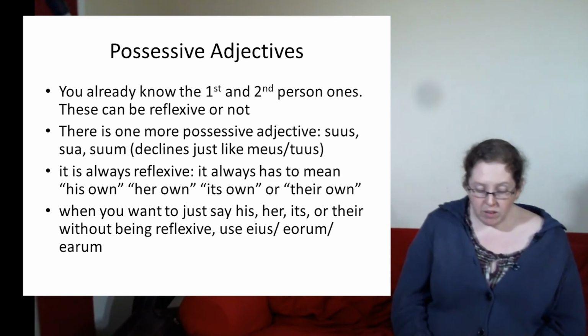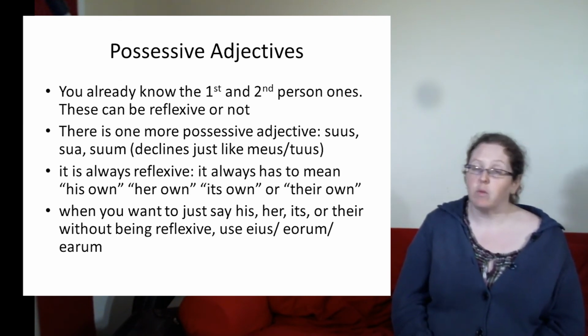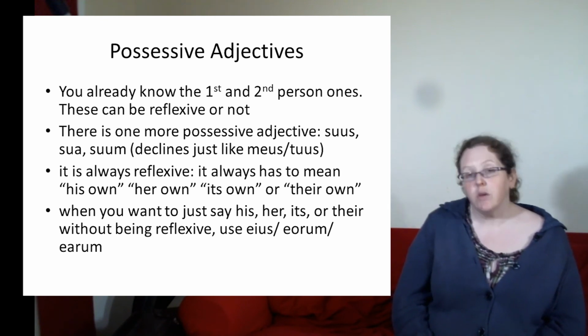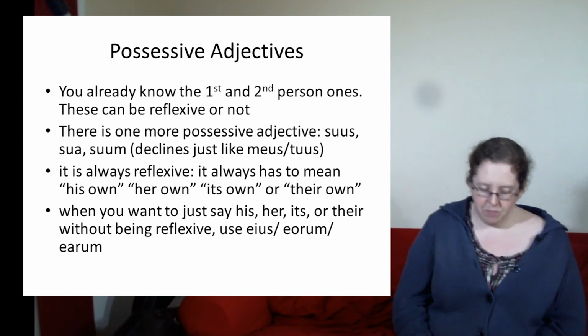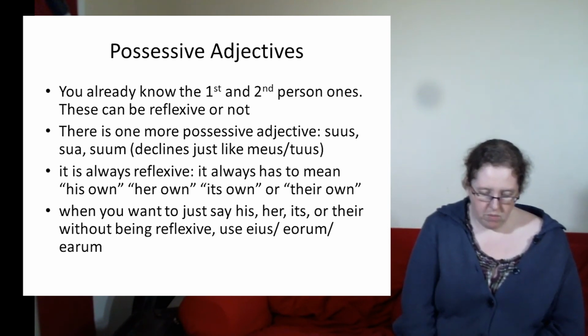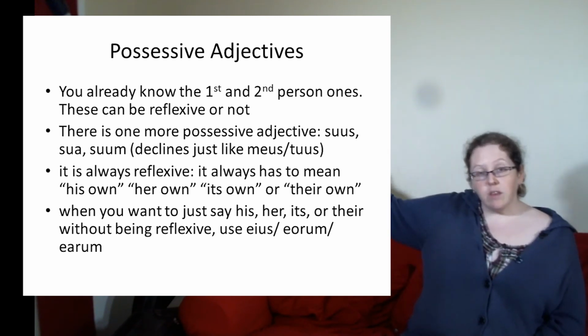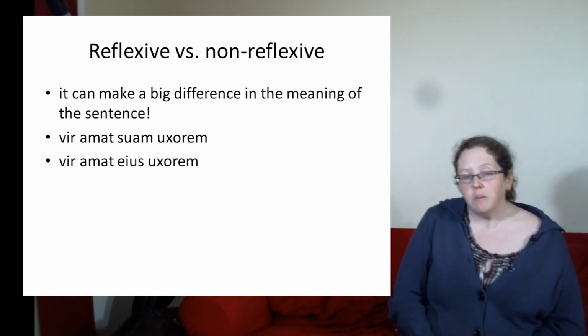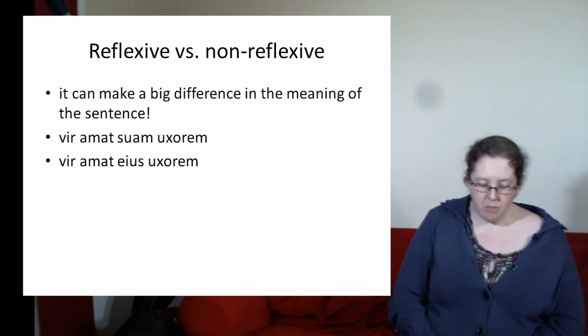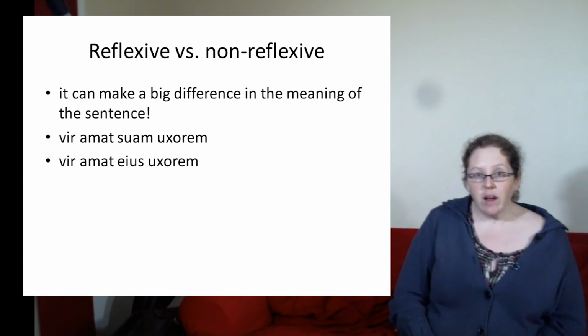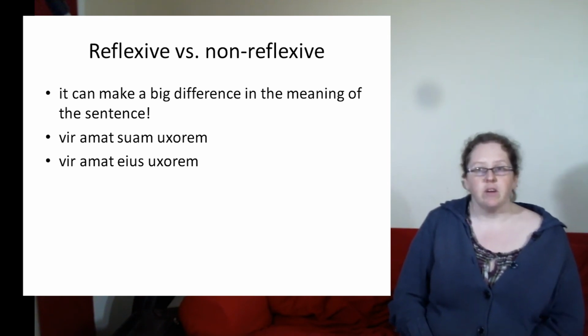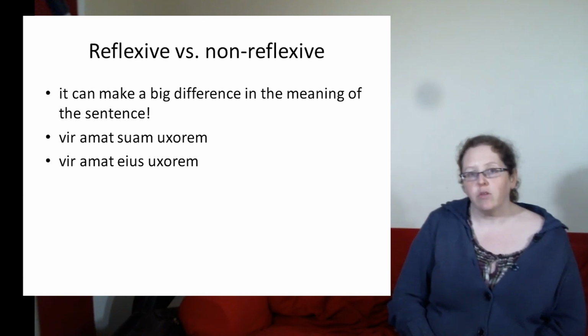When you just want to say his, her, its, or their without being reflexive, you use the genitive of is, ea, id. And as you can see on this slide here, this can actually make quite a big difference in meaning. So here I have two sentences, which are very similar. Vir amat suam uxorem, and vir amat eius uxorem.